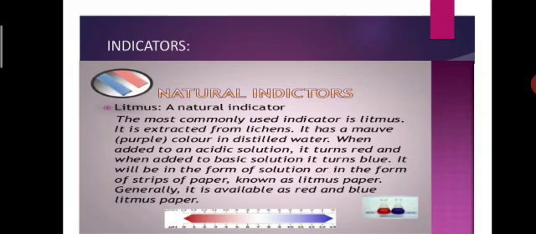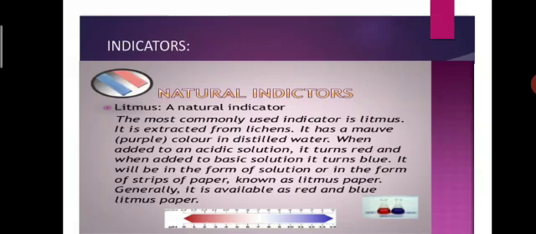Now, indicators. Students, do you know about indicators? In this part, we are first going to discuss natural indicators. Students, what is the meaning of natural? The word natural comes from nature. It means the indicators which we find from nature are called natural indicators. In this part, our topic is litmus, a natural indicator.